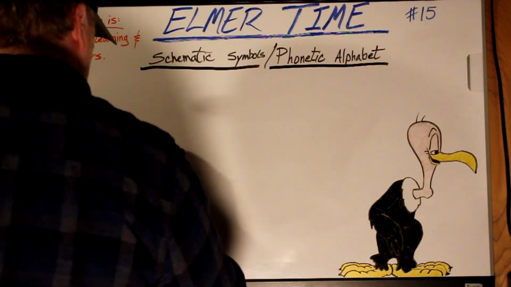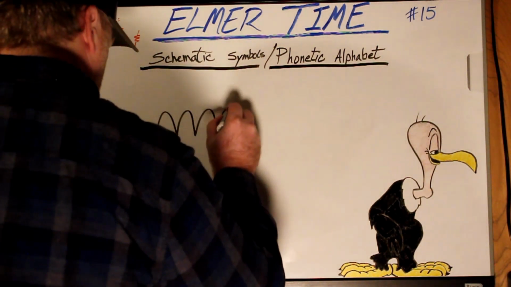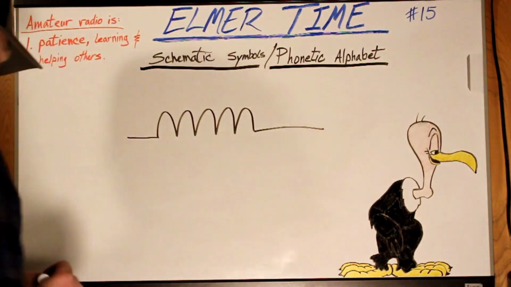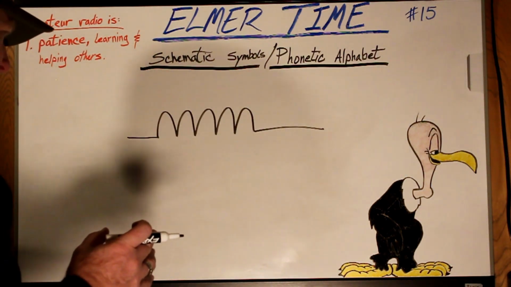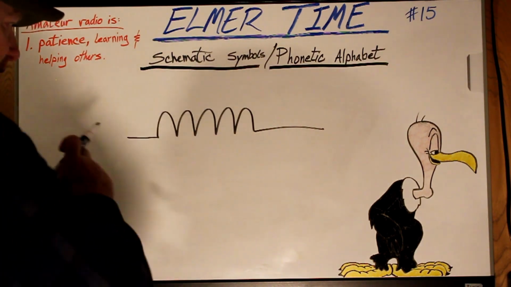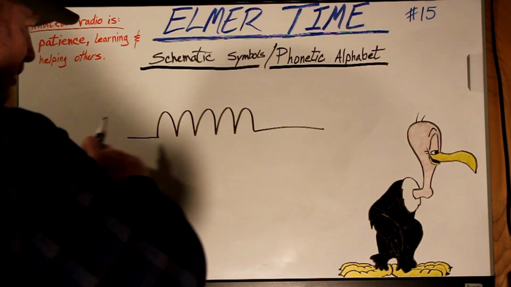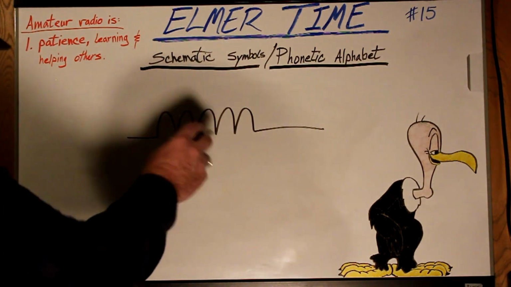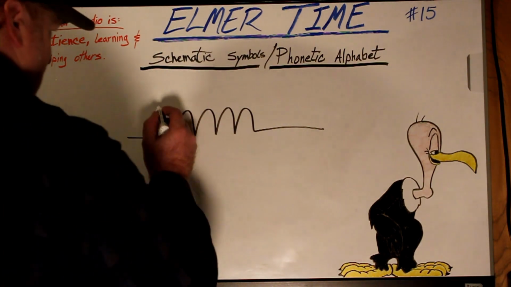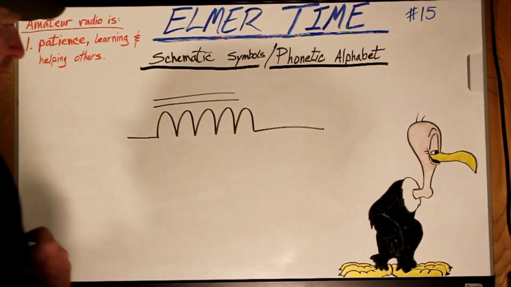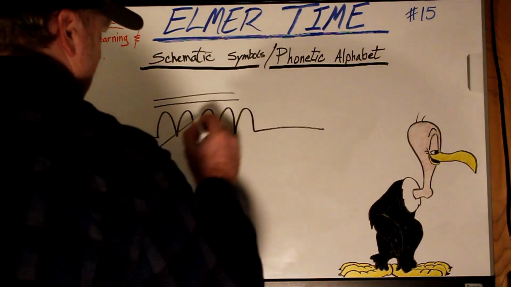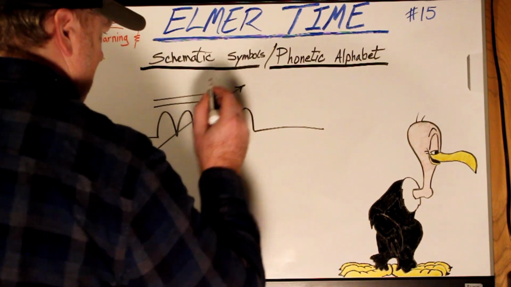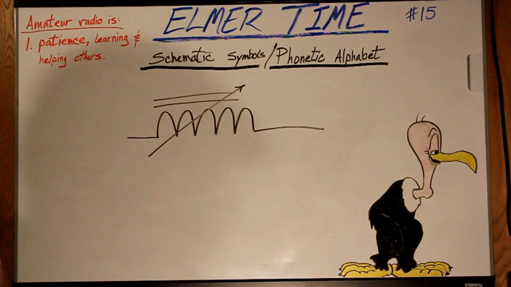How about an inductor? An inductor stores electrical energy through magnetism when current is flowing through it. Here's what an inductor would look like. Here's what an inductor with an iron core would look like on a schematic. Here's a variable inductor, iron core.